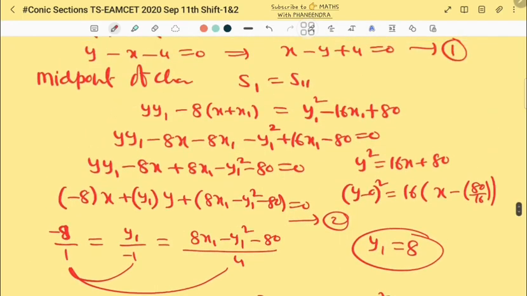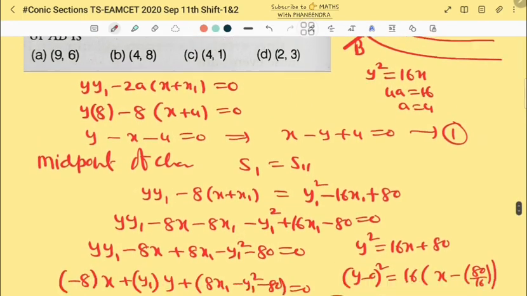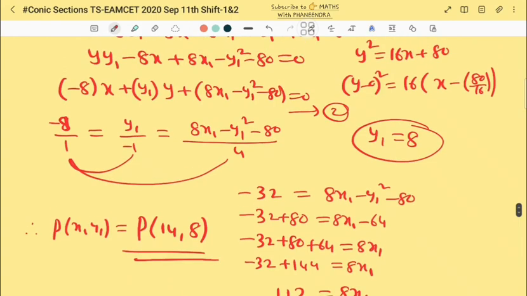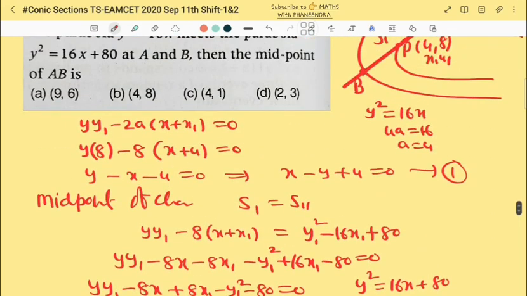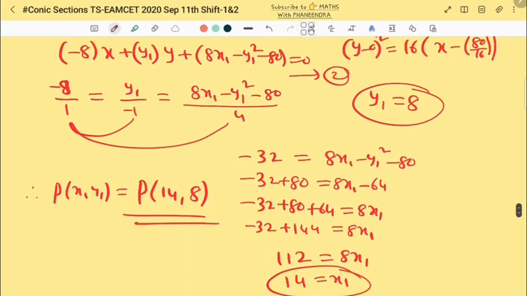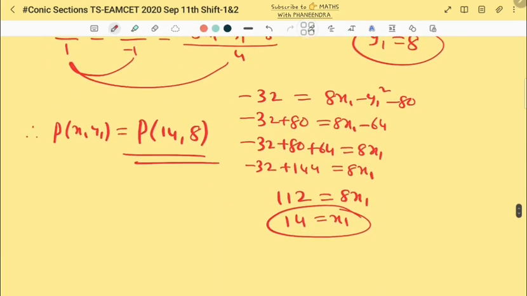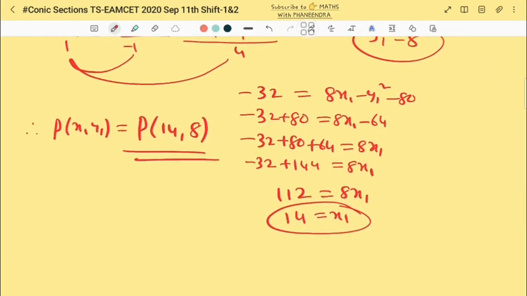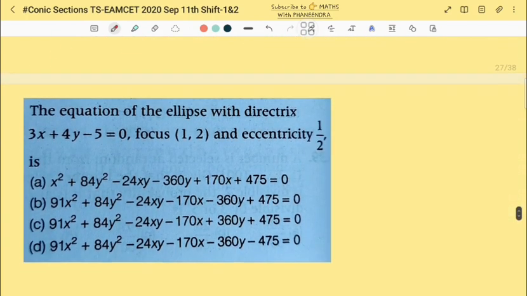Once I see whether it is there or not, 14, 8 is not there, 8 is there, but 14, 8... So 14, 8 is the right answer, dear students. That is the midpoint of the chords. So I hope you understand. We'll move on to the next question.